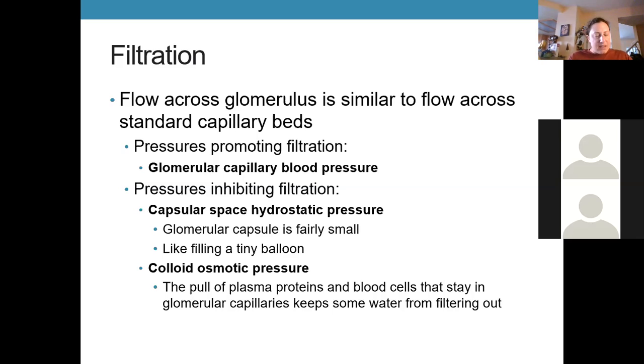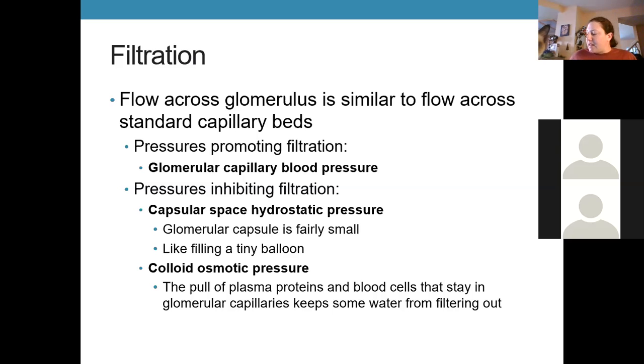This space in the renal corpuscle between the parietal and visceral layers, right? It's kind of like trying to fill a balloon. So in order to do that, we need the blood pressure within the glomerular capillaries to be very high, and that pressure encourages the fluid to move out. And it has to be able to overcome basically the size of the space. So we call it the capsular space hydrostatic pressure. And you can really think about this like trying to fill a balloon.